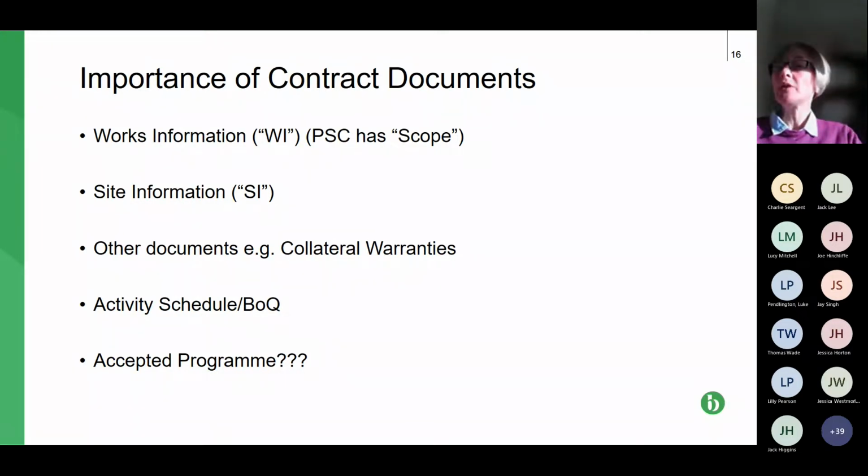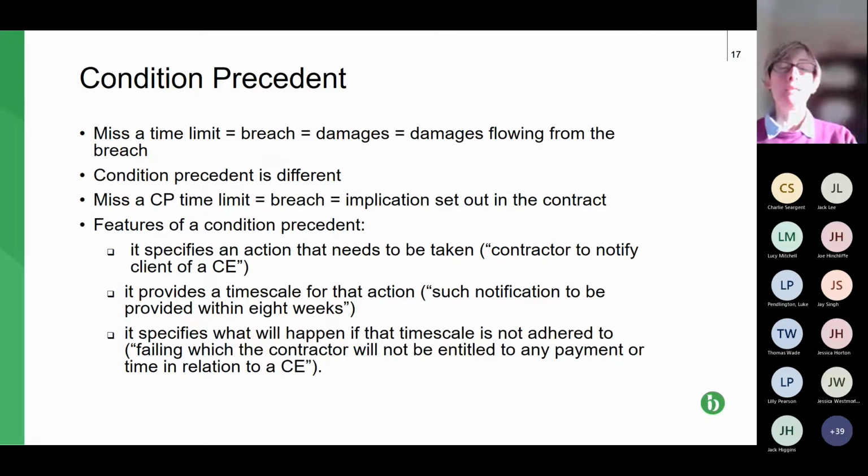Also, other documents are typically collateral warranties. There might be a performance bond, parent company guarantee, all these sort of ancillary, what I would call legal documents, making sure that they're appended to the contract. And then the last two, activity schedule or bill of quantities, so the pricing for the contract, and then also the accepted programme, if the programme is going to be appended to the contract. So both of those items are relevant to a JCT contract.